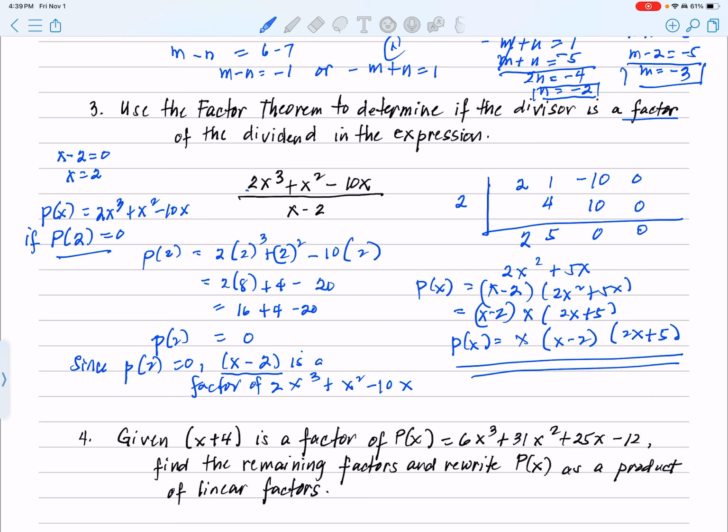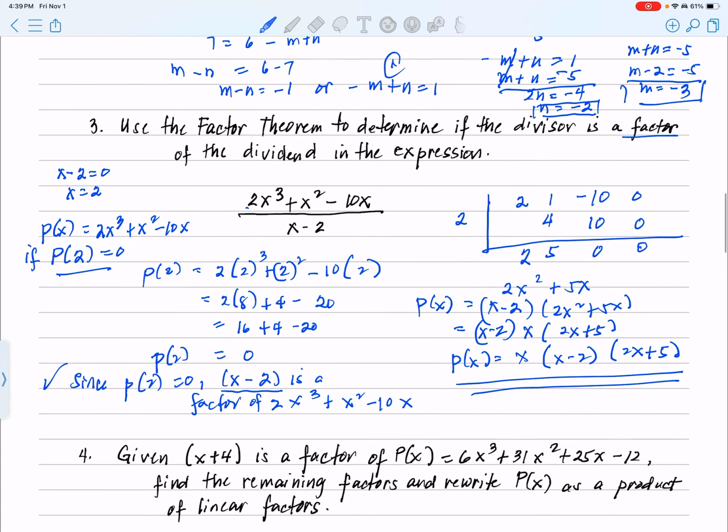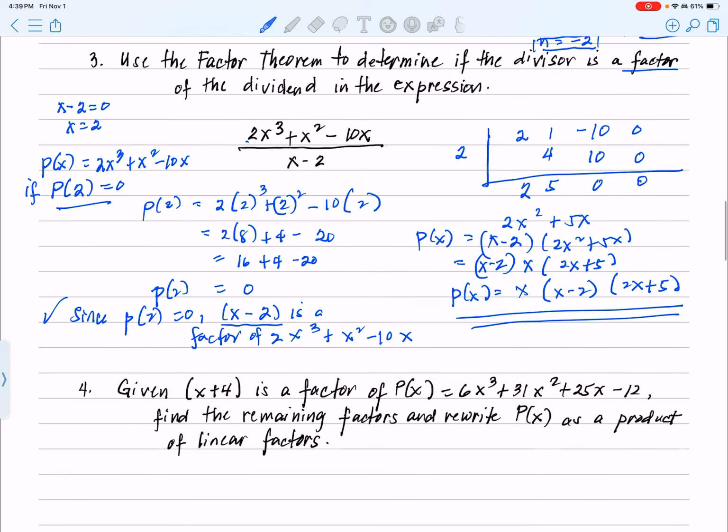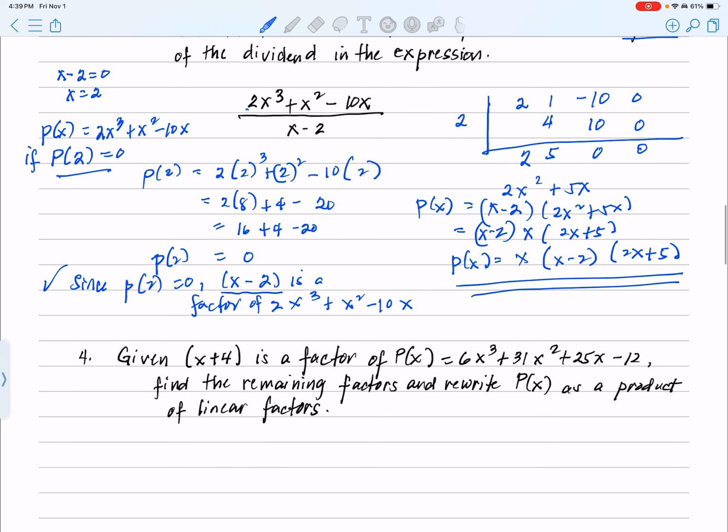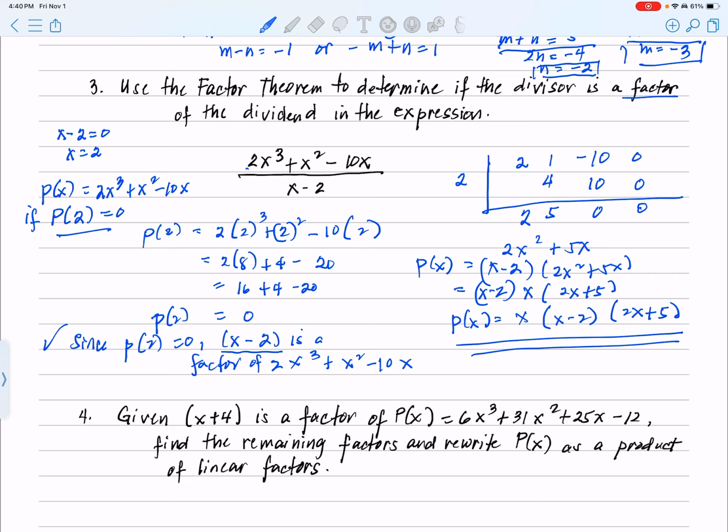But to answer the question of whether the divisor is a factor of the dividend, all you have to do is check if it's equal to 0, then it's a factor. But if it is not, then it's not a factor, when you equate the p of x to the polynomial.